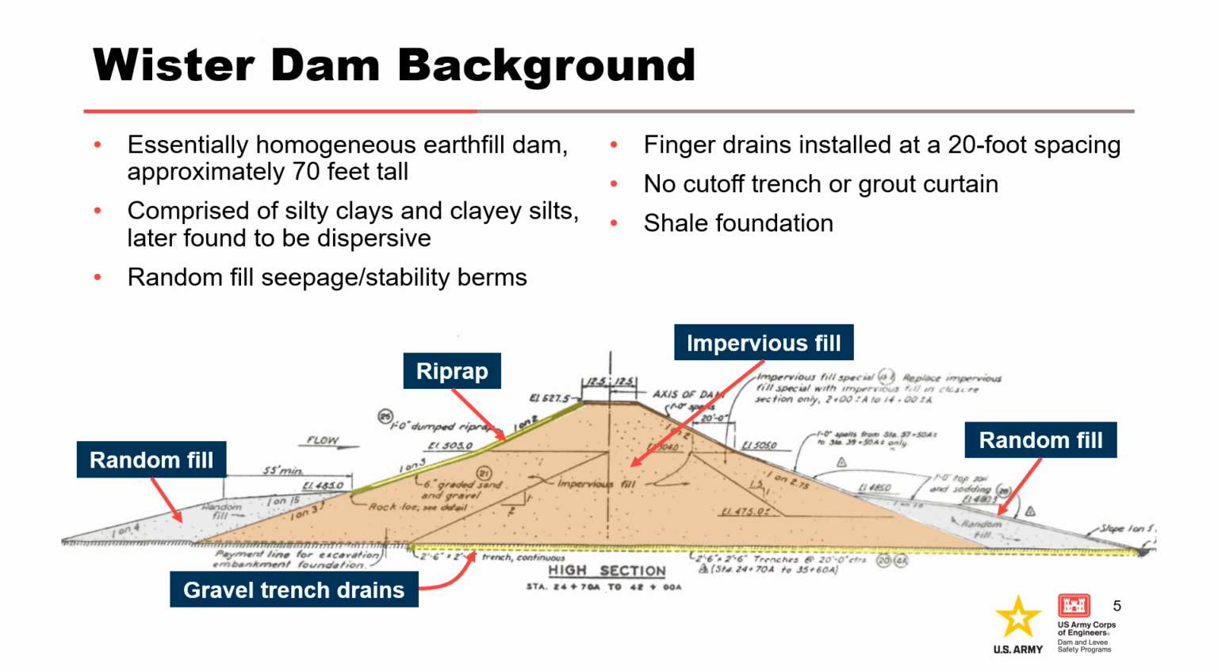It has random fill seepage and stability berms upstream and downstream. The random fill berms were comprised primarily of shale and sandstone from the required excavations. Finger drains were constructed over the downstream 2/3 of the embankment to allow for consolidation of the embankment and overburden foundation soils during and after construction. The embankment was built on a shale foundation with no cutoff trench and without a grout curtain.